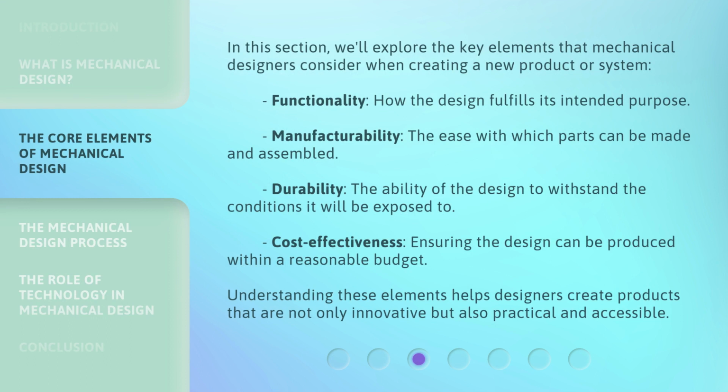In this section, we'll explore the key elements that mechanical designers consider when creating a new product or system. Functionality, how the design fulfills its intended purpose. Manufacturability, the ease with which parts can be made and assembled. Durability, the ability of the design to withstand the conditions it will be exposed to. Cost-effectiveness, ensuring the design can be produced within a reasonable budget. Understanding these elements helps designers create products that are not only innovative but also practical and accessible.